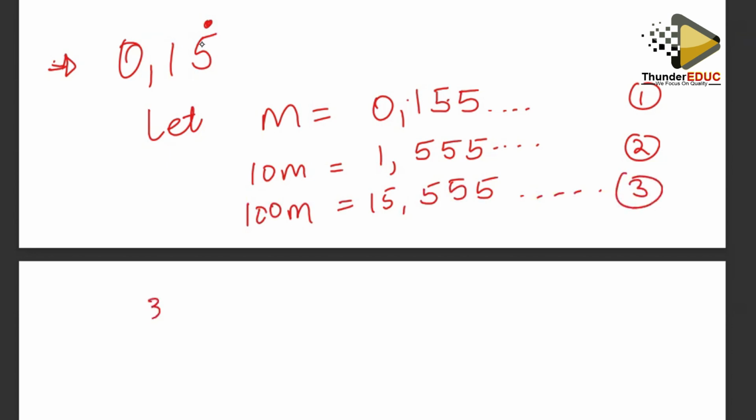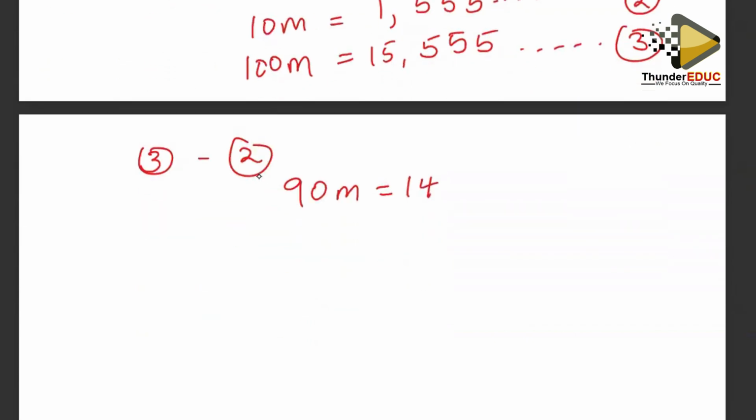Then you go on and say equation number 3, we subtract equation number 2. 100 minus 10 is going to give us a 90. And then 15 minus 1 is going to give us a 14. These 5s will cancel out.